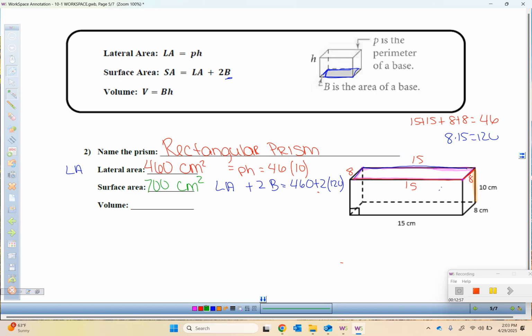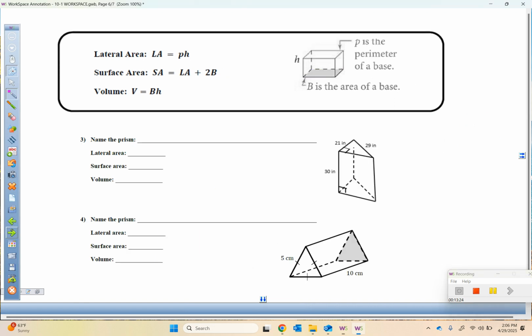Okay? So volume is big B times height. And my big B, remember we just figured it right here. So that's 120, because that's this guy here. Times my height, and what was my height again? 10. So 1,200. And this is centimeters cubed. All right. First of all, let's look at our prism over here. Let's find our base. I have a base here. So let's name it. What kind of prism do we have now? Very good, triangular.